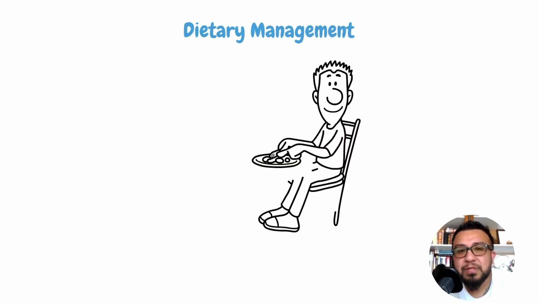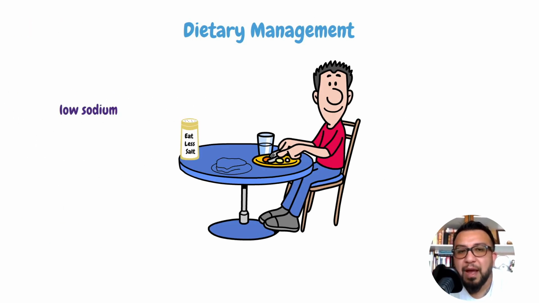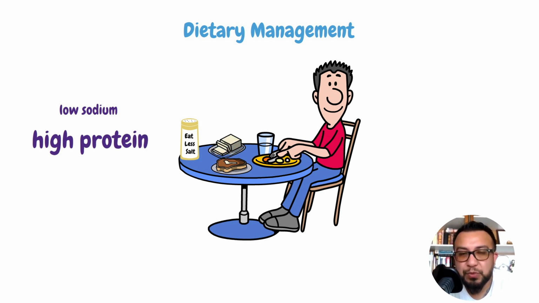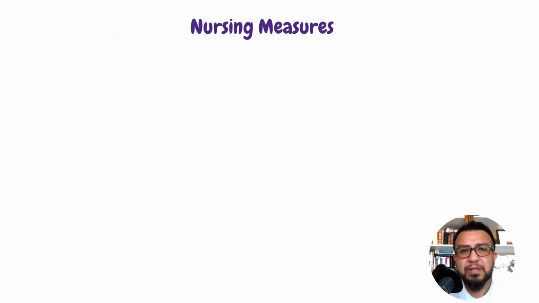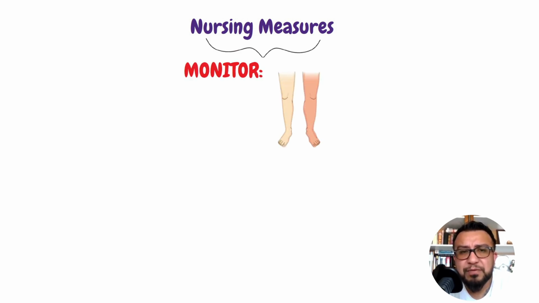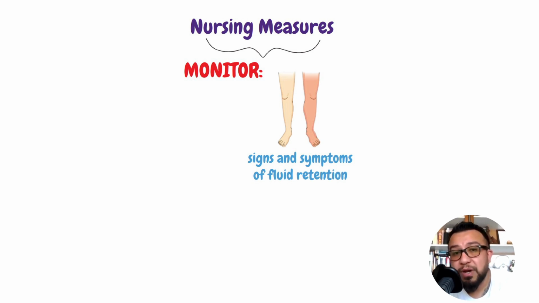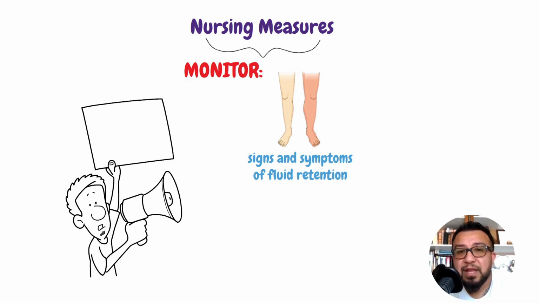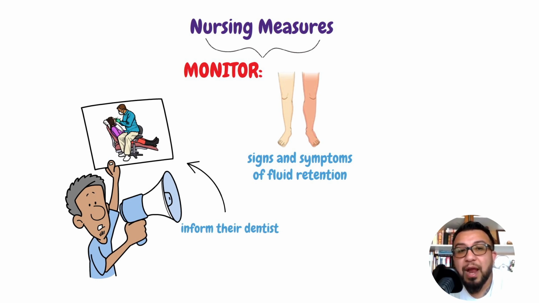Dietary management includes low sodium diet, followed by a high protein and high calorie diet to help the patient's body heal adequately. Nursing measures include monitoring signs and symptoms of fluid retention, for it may indicate complications like heart failure that may develop secondary to endocarditis. Ensure to advise clients to inform their dentist about endocarditis history prior to the dental work due to the high risk of developing recurrence. The doctor will probably prescribe prophylactic antibiotics for this.